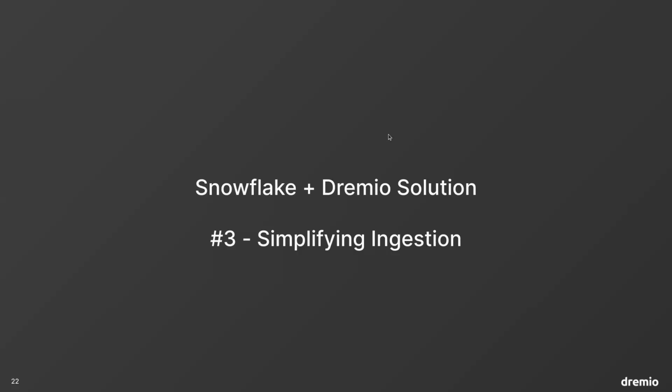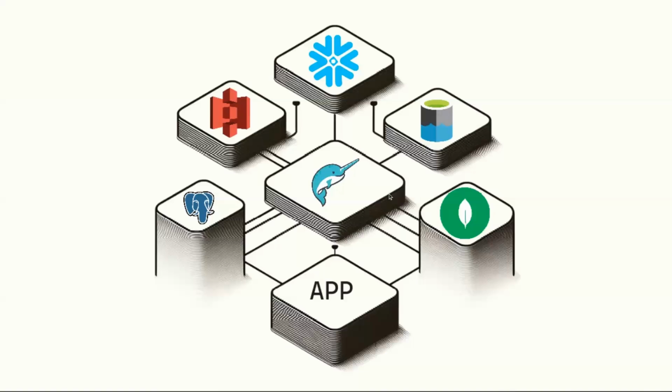Next, simplifying ingestion. Another problem you may have is lots of different data sets that you want to put into Snowflake. Maybe you have data in Postgres, you might have data in Mongo, you may have data in ADLS, you might have data in S3. And normally you'd have to create separate pipelines to put all of this data into Snowflake, and then you do your modeling in Snowflake, which is fine.